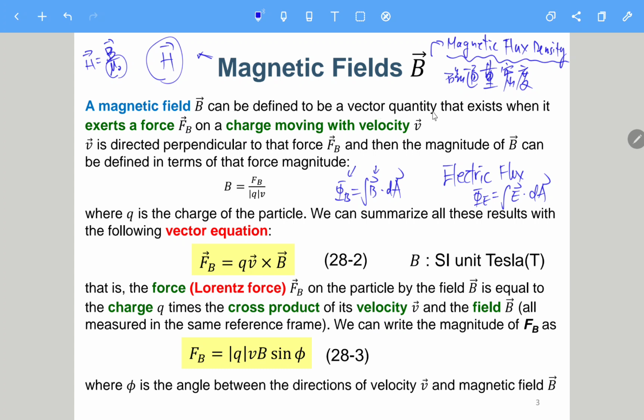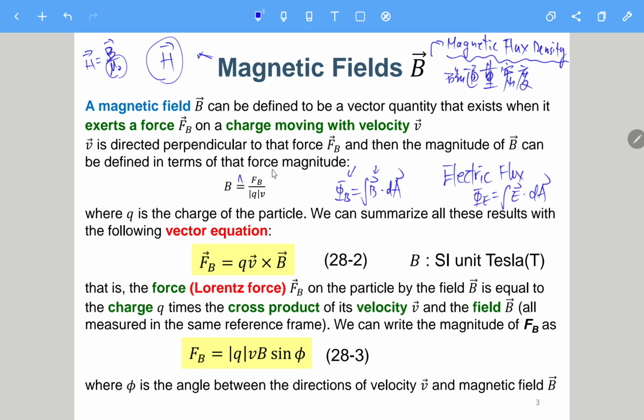Here the B field can be defined as a vector quantity that exists when it exerts a force Fb on a charge moving with velocity v. So this is like a definition. If you have a uniform B field in the space, and a charged particle moving in this uniform B field, there will be a force acting on the charged particle. If we divide this force by the charge, and then by the velocity, assuming the charged particle moves at uniform speed, Fb divided by Q divided by V should be a constant. This constant is called B, which is the B field.